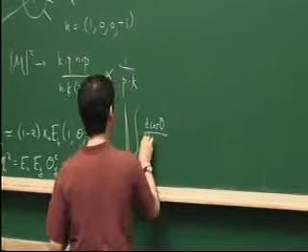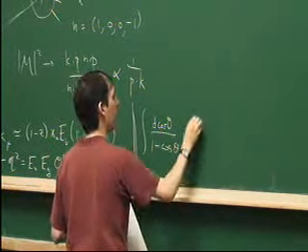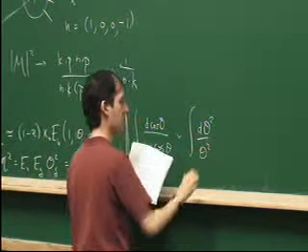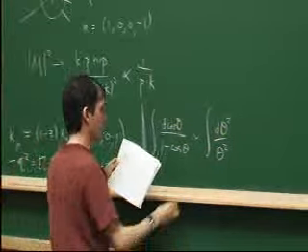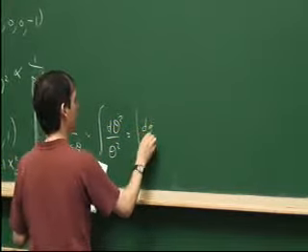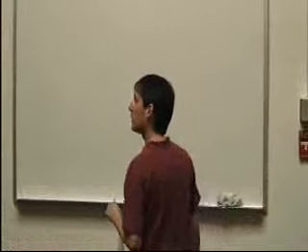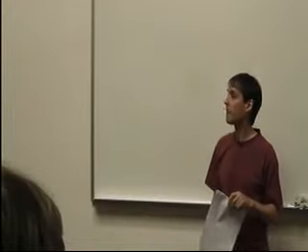And the 1 over p dot k is 1 minus cos theta. Or in other words, what we've got is something which is approximately d theta squared over theta squared, which also is the same as dq squared over q squared. And that is log divergent at small theta, or small q squared.